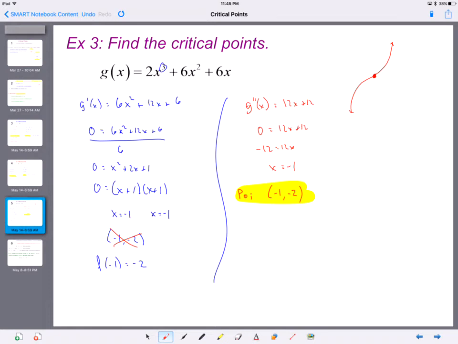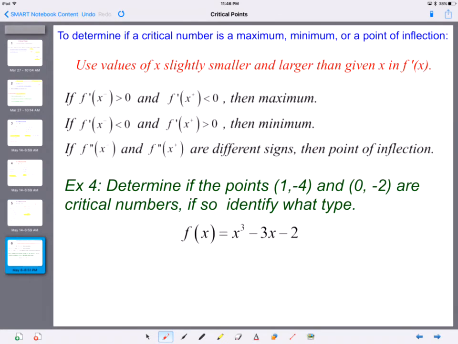Okay, there's one more thing that I'm going to show you about applying this idea of the derivative and what happens before and after the critical points. And here it is. Let me read through this as you're writing this down. What we want to do is determine if a critical number is a relative max, relative min, or a point of inflection. So I'm going to give you the critical point, and you have to determine which one of these three it is. But instead of identifying what those are, we're going to look at values slightly smaller than x and slightly larger than x.